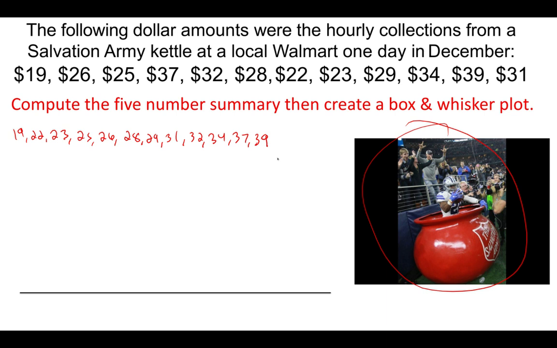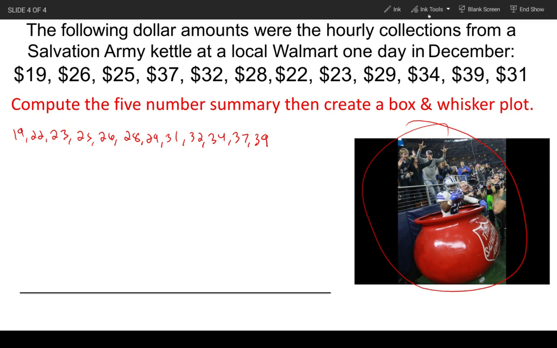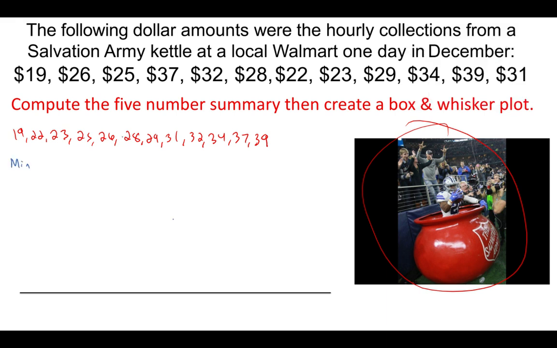So the first thing, the easiest ones actually to identify are the min and the max. I like to just go ahead and write those first. So the min is obviously 19. We're going to then want to do a quartile 1, a median, quartile 3, and a max. So that's our 5-number summary. All right, so our max is 39.